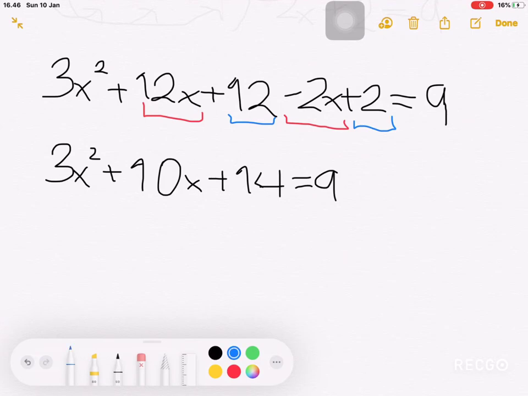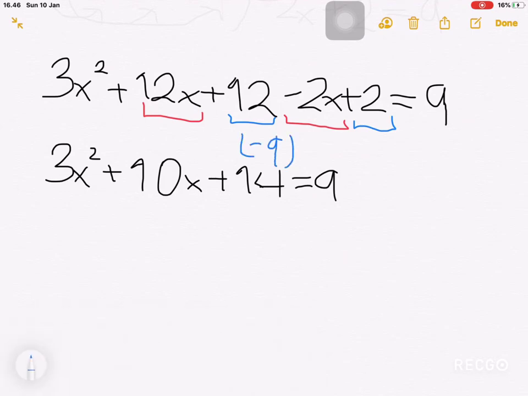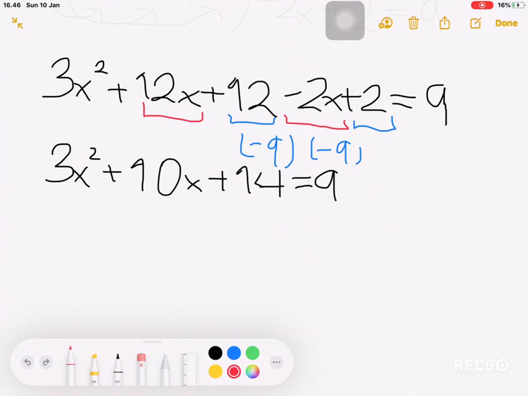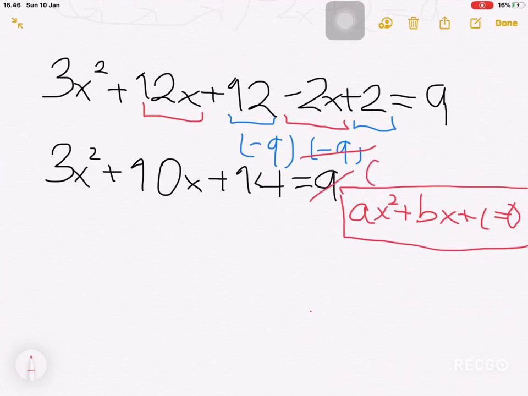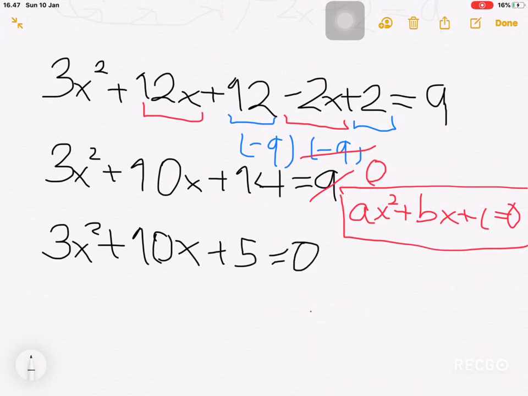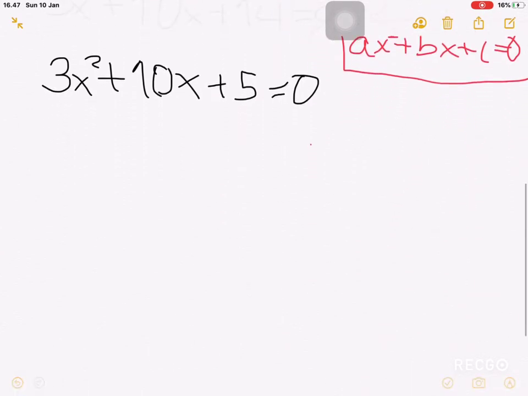And next I'm going to subtract 9 from both sides, and this is because we want to have our desired form of a standard quadratic equation. Okay, so this negative 9 and 9 will leave us with a 0 right here, and we'll have 3x squared plus 10x plus 5 right here, which is equal to 0. Okay, so we're ready to either complete the square or use the quadratic formula.